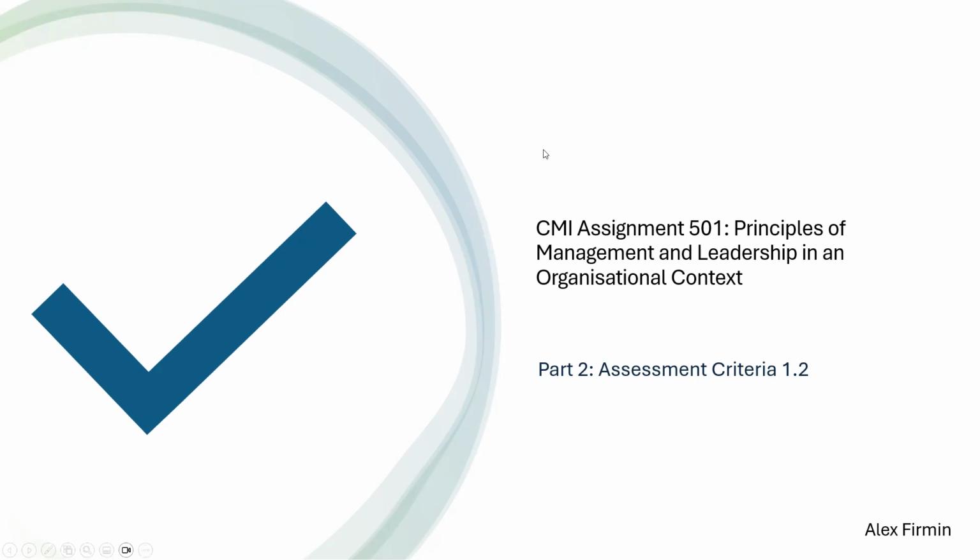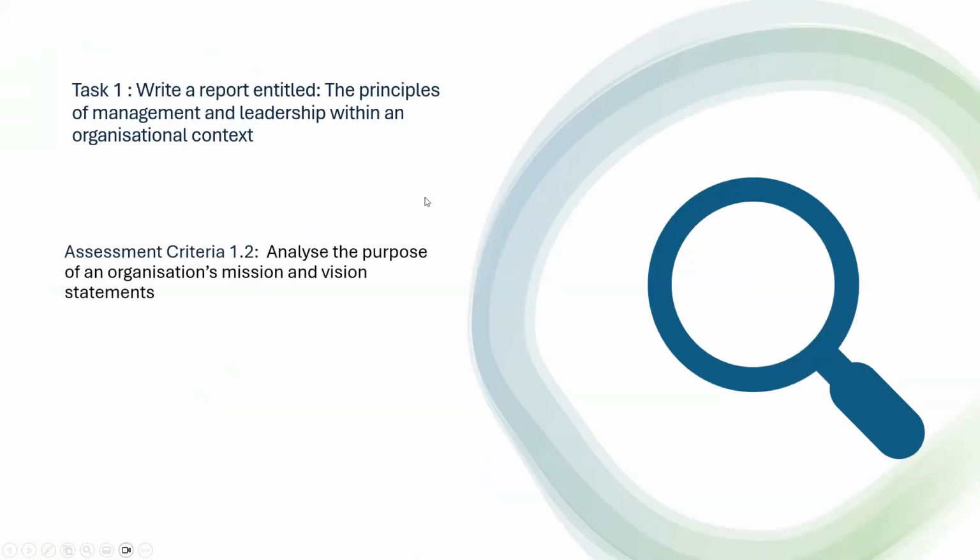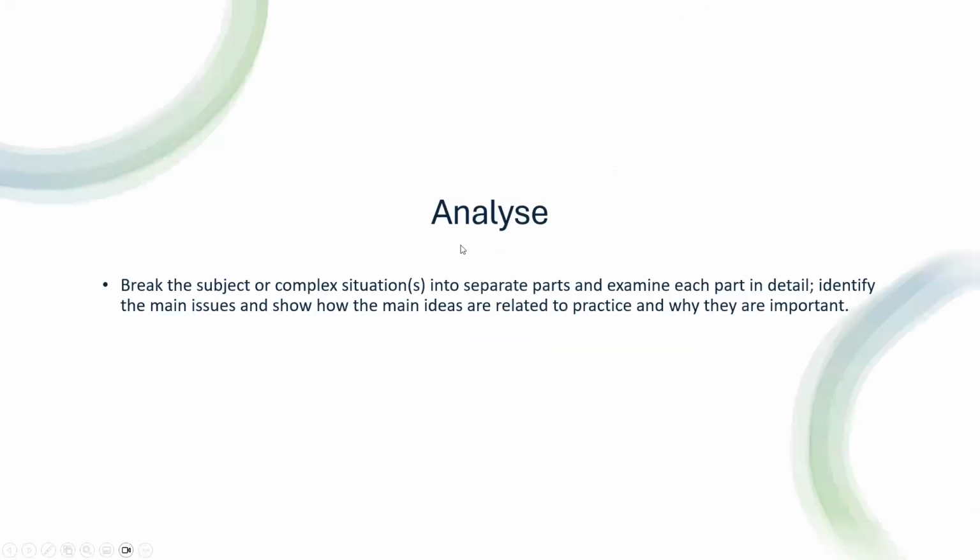So, what is 1.2? Still part of task one, but it's our second assessment criteria. So analyze the purpose of an organization's mission and vision statements. Just going to highlight that word analyze. It's the command word. It's the thing that the CMI are looking for us to do. So not just describe, but analyze.